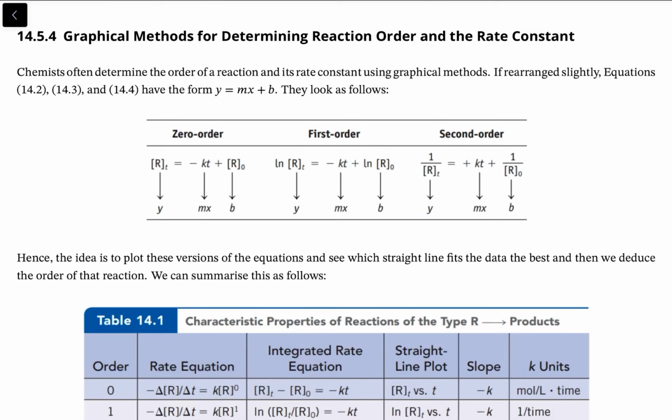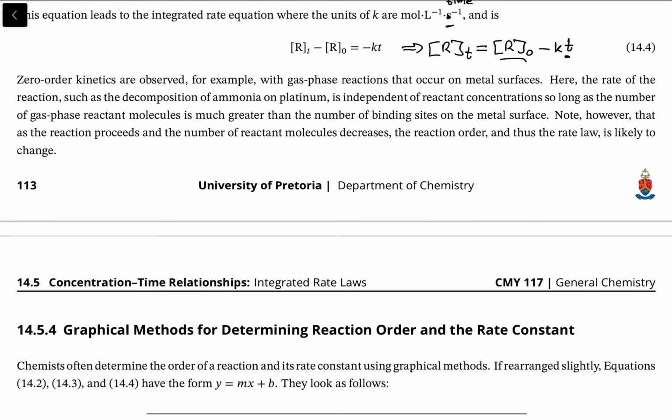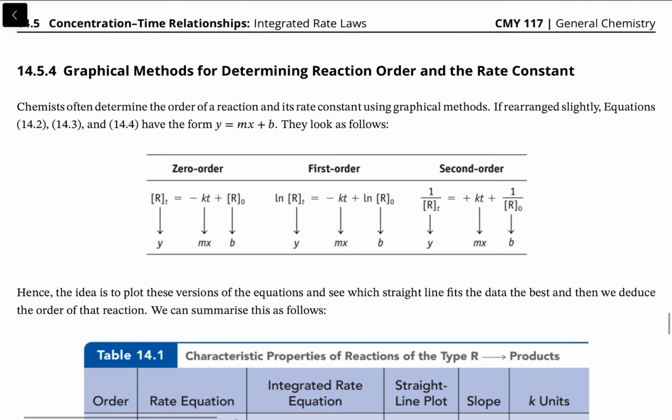Okay, everyone, so we've looked at the reaction orders and all the integrated rate laws. They're summarized here in this table, all the way from 0th order to first order to second order. If you rewrite them a bit, you can see that they can all have the form of y equals mx plus b. In other words, you can write them in the form of a straight line.